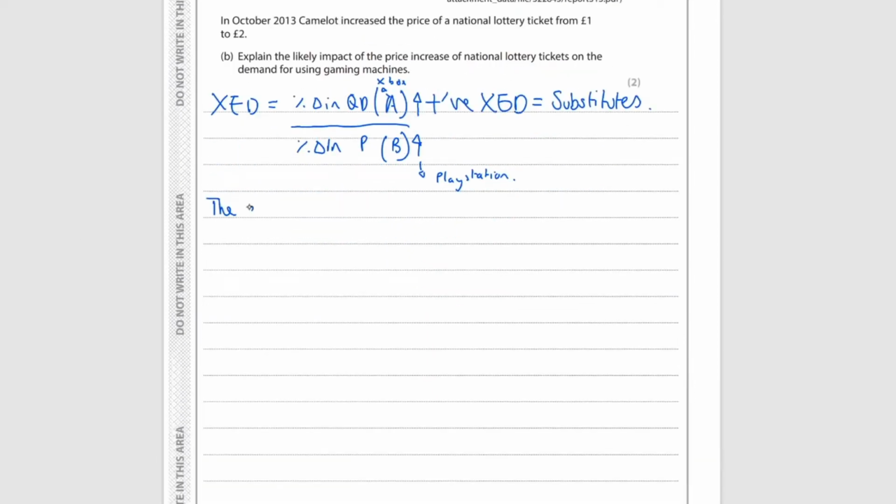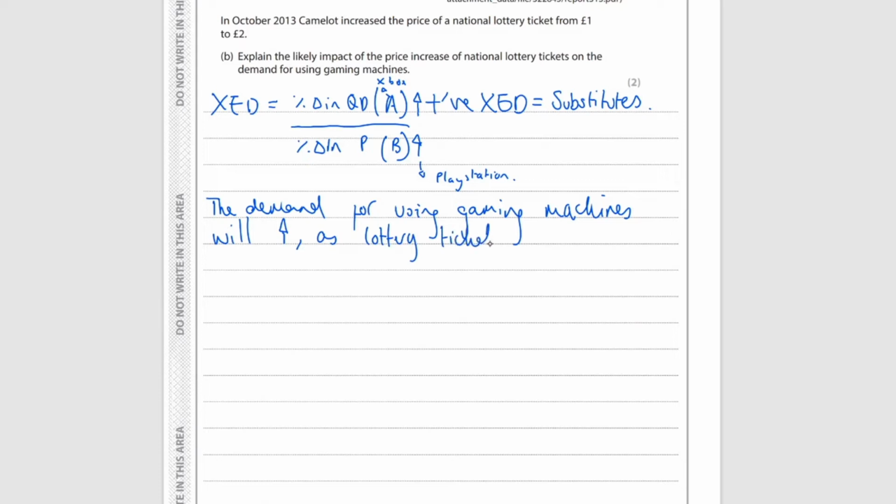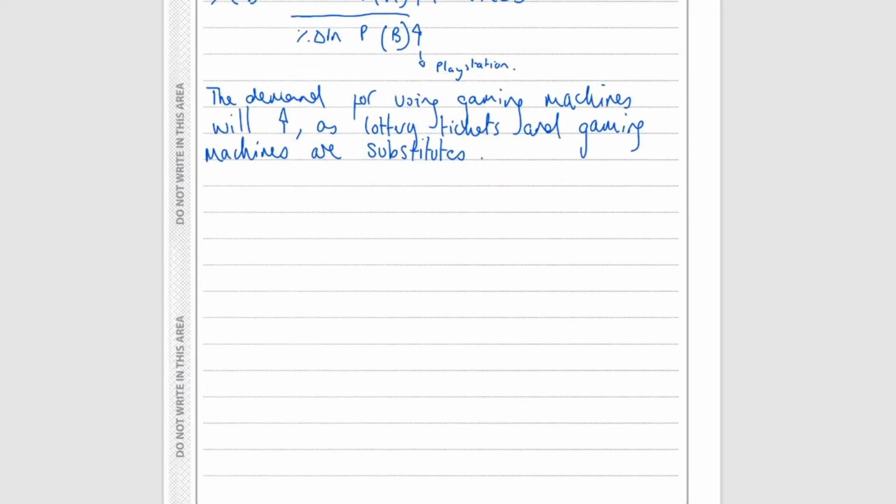Well, the demand for using gaming machines will increase as lottery tickets and gaming machines are substitutes. Okay, and that's all we need to write. That's fine. Done.